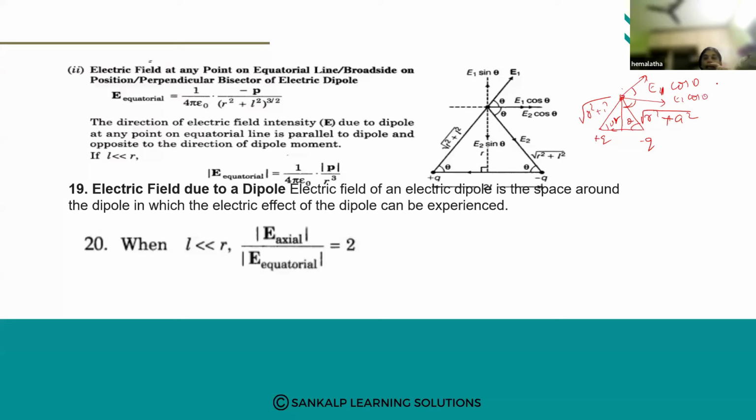Last time you studied the resolution of vectors. A vector can be divided into parallel and perpendicular components. One is cos theta, one is sin theta. We will write like this: E1 cos theta, E1 sin theta, E2 cos theta, and E2 sin theta. What have we done? We resolved the given vector. What is that vector? The electric field vector. Now, this is the electric field due to a dipole.